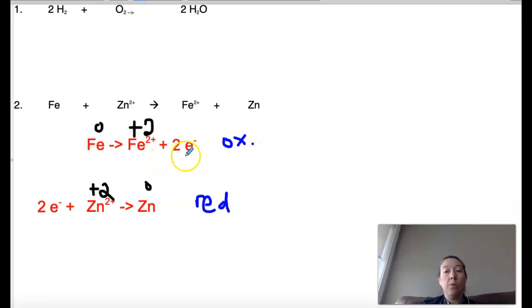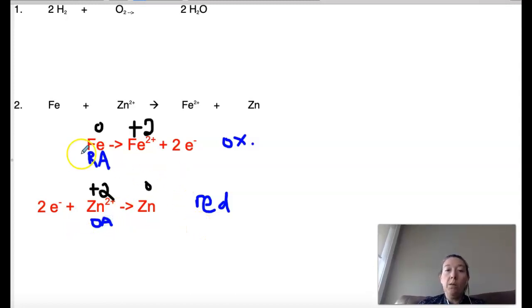So last thing to do is identify your agents. So because this is the oxidation half reaction, that must mean that iron is my RA, because remember we said that they are assigned backwards. Because this is my reduction half reaction, that must mean that the zinc ion is my OA.